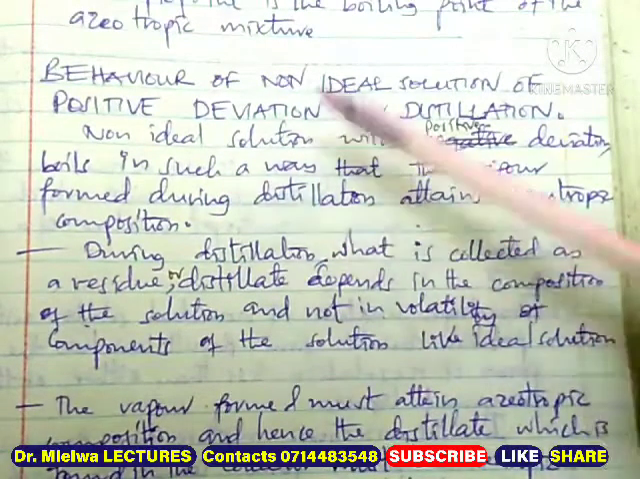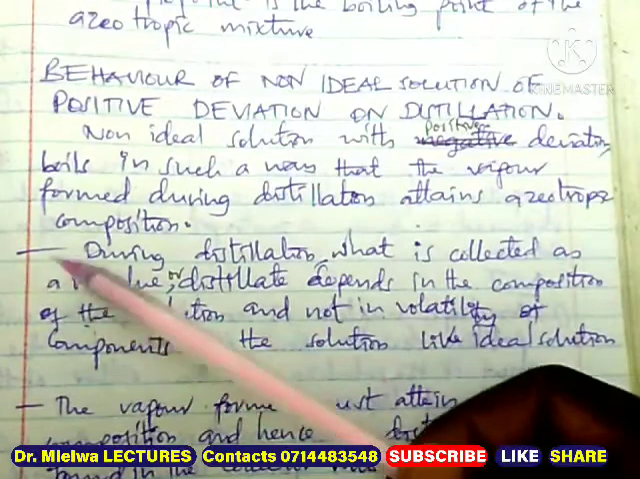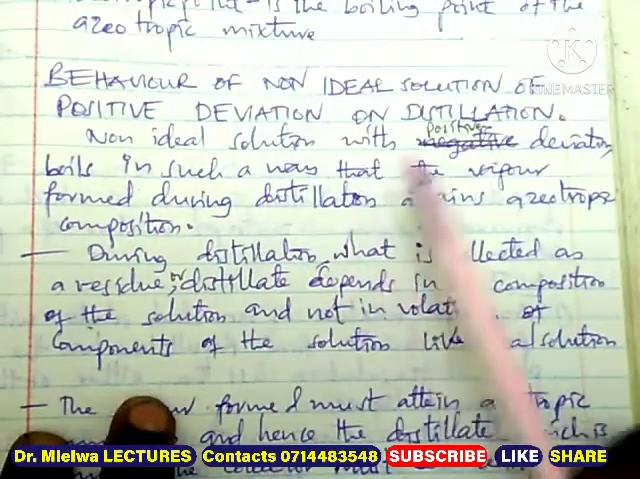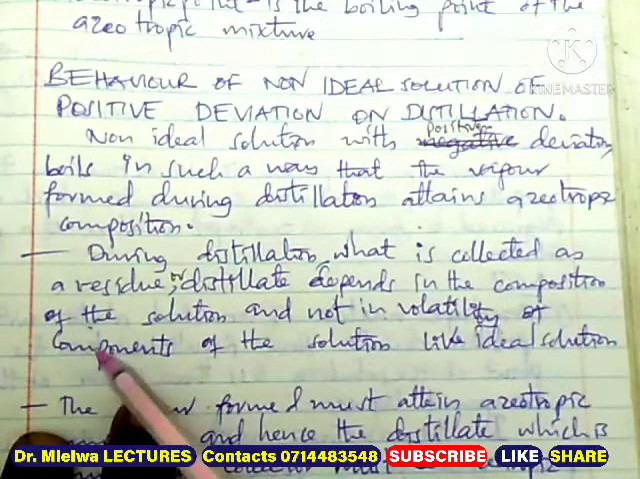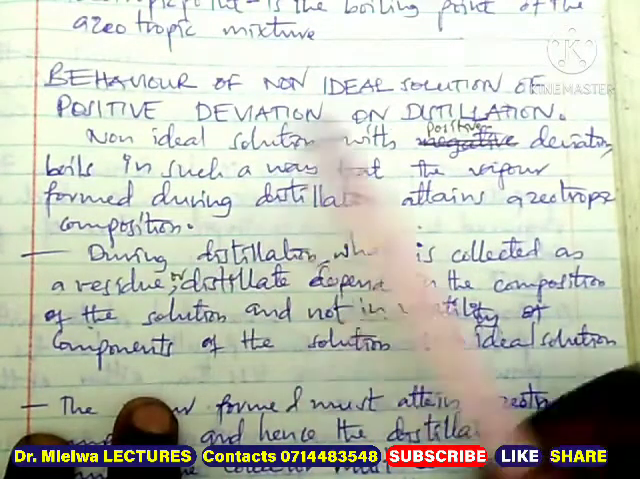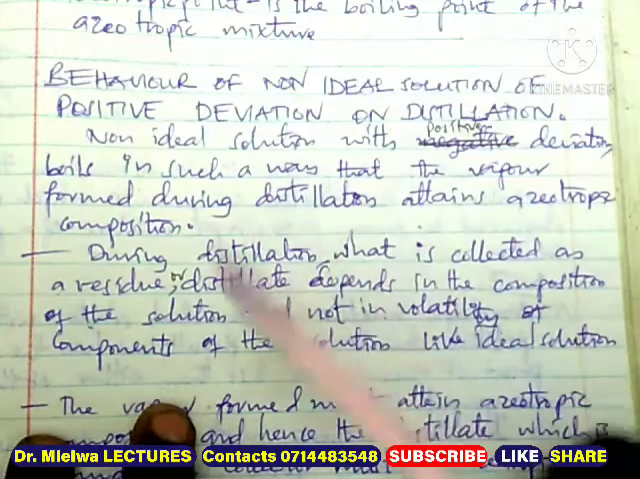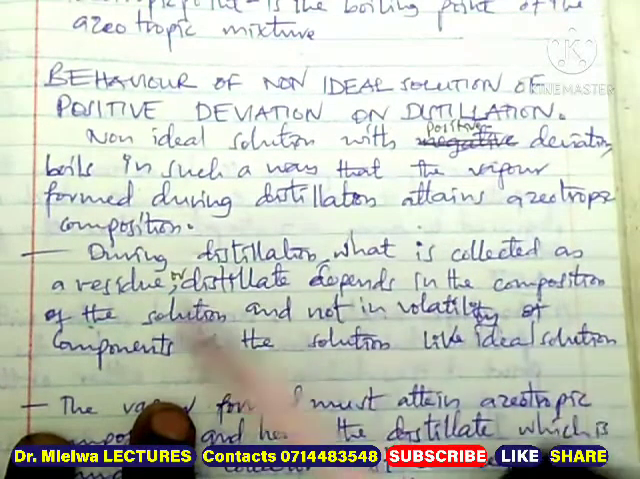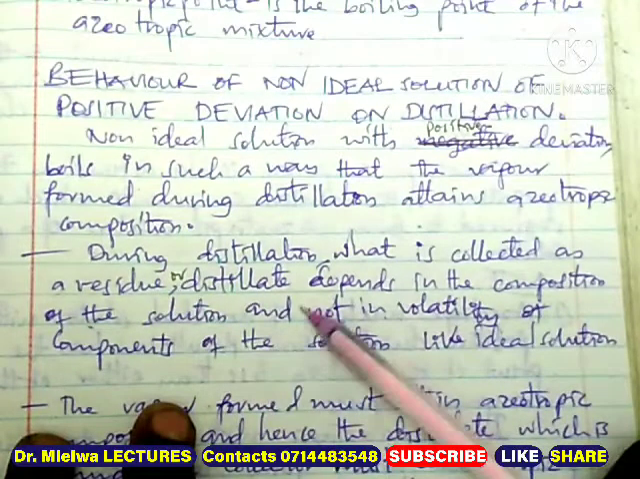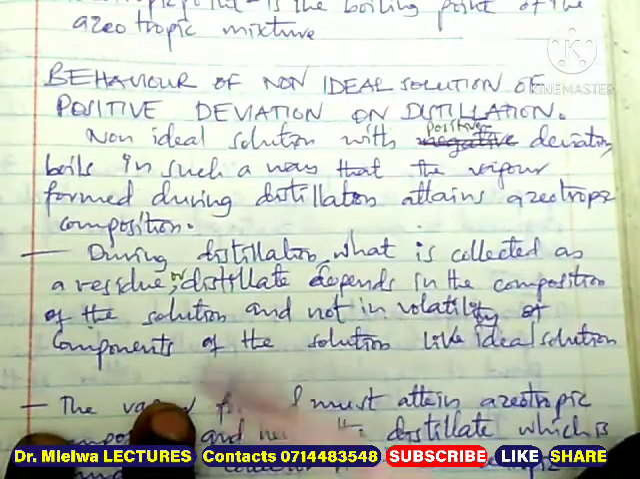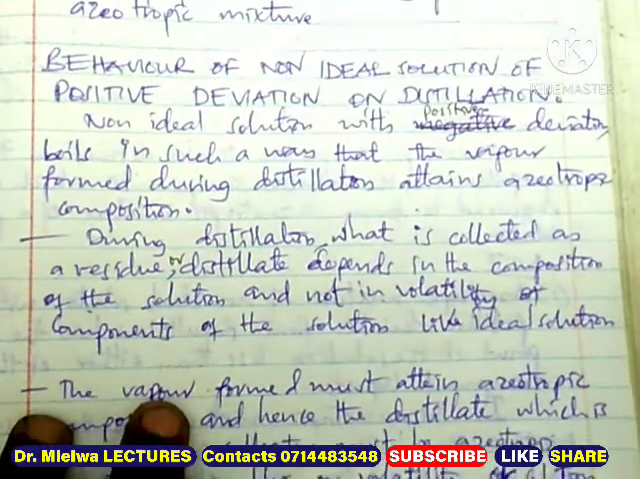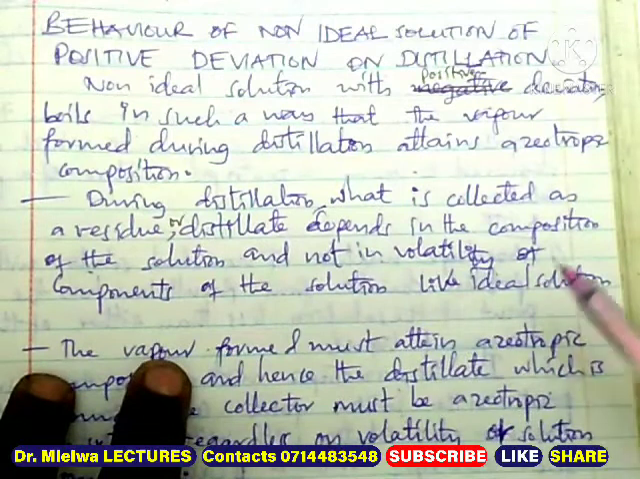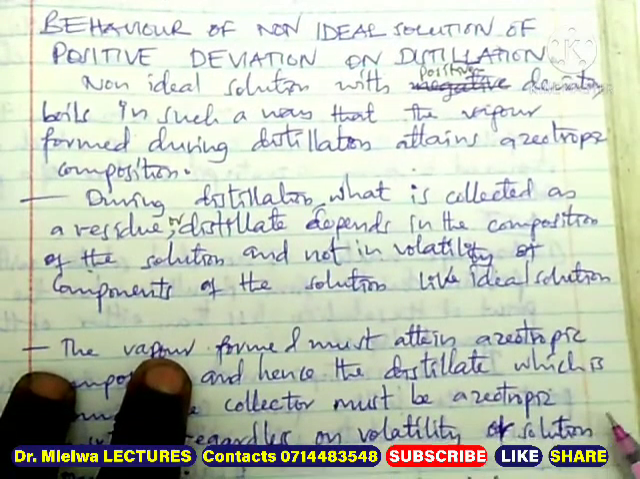So we are saying that a non-ideal solution with positive deviation boils in such a way that the vapor formed during distillation attains azeotropic composition, but what will that azeotropic composition be? During distillation, what is collected as residue or distillate depends on the composition of the solution, and not on the volatility of the components of the solution like an ideal solution.